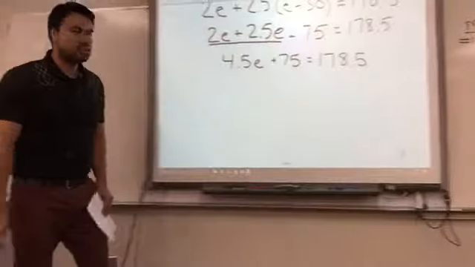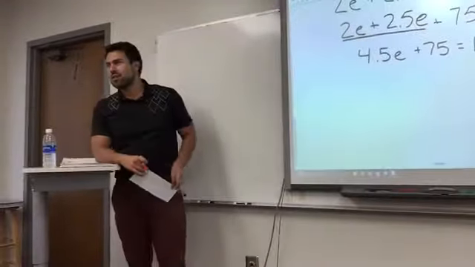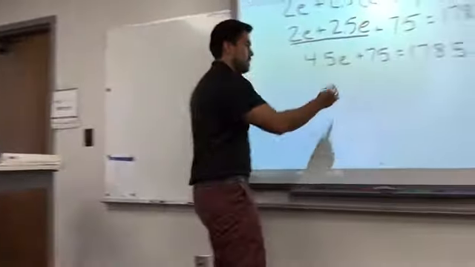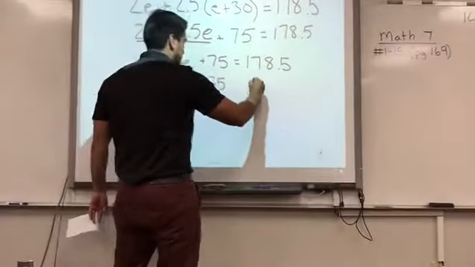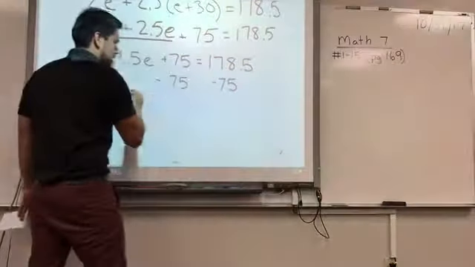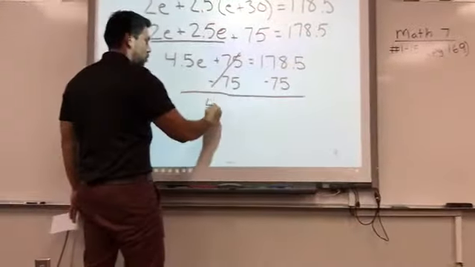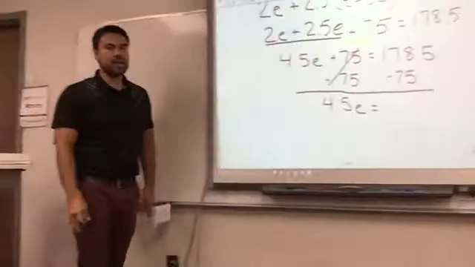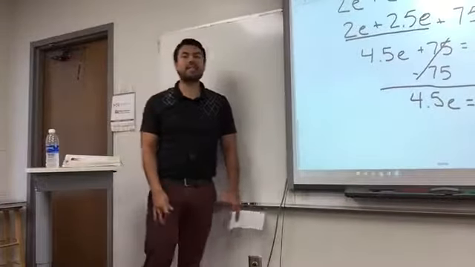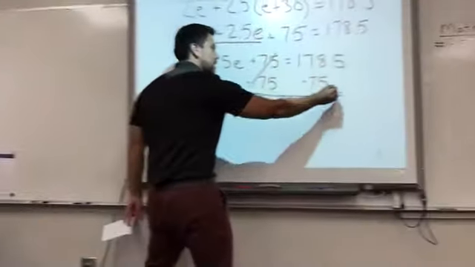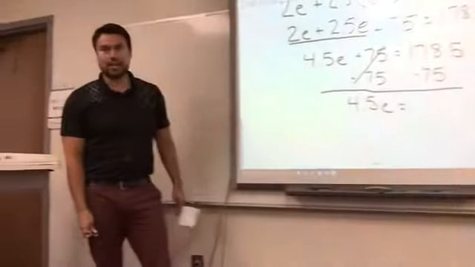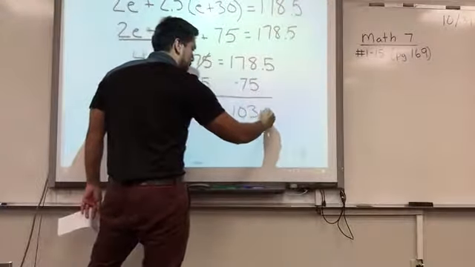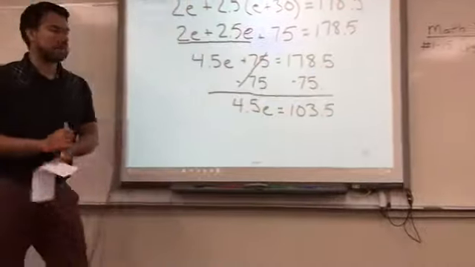All right, do you guys know how to solve for e here? Okay, give me the steps and we'll work it out here. Eli? Subtract 75. Subtract 75. Good, very nice, from both sides. And that gives me 4.5e equals, what's 178.5 minus 75? Notice I try to make the decimal points align. 103.5. Okay, so all I did was subtract.